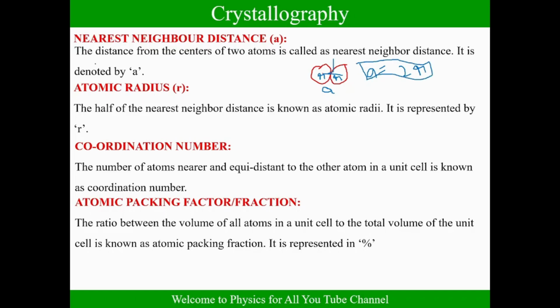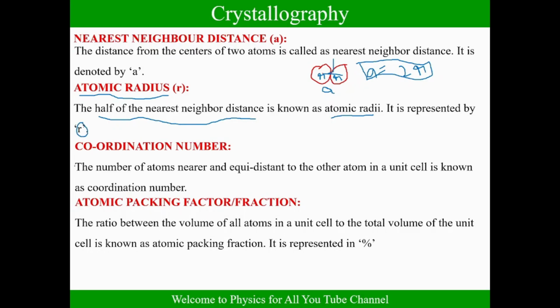Now coming to the second definition, that is atomic radius. After getting the equation for the nearest neighbor distance, how can we define atomic radius? Atomic radius is defined as half of the nearest neighbor distance. It is generally represented by capital R.